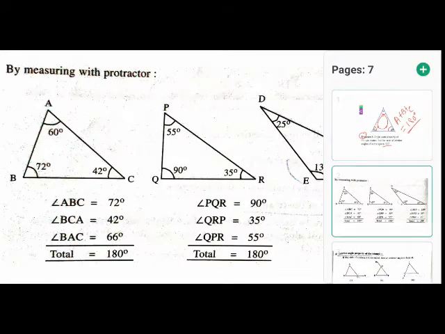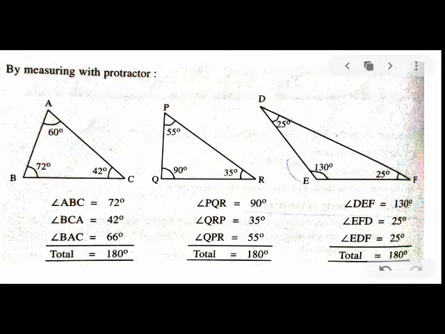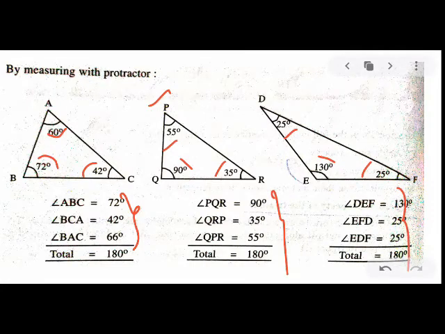Next, you see here in the first image, angle A is 60 degrees, angle B is 72 degrees, angle C is 42 degrees. You can see that the addition is 180 degrees. It will always be 180 degrees. In the second picture, angle A is 55, B is 90, C is 35. In the third picture, angle A is 25, B is 130 and C is 25, and the sum is 180 degrees. From here we can conclude that the sum of the three angles of a triangle is always 180 degrees. You can see the proof in your book.